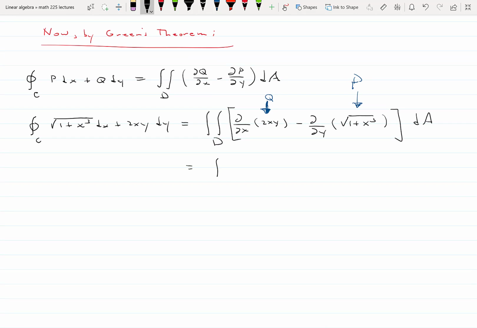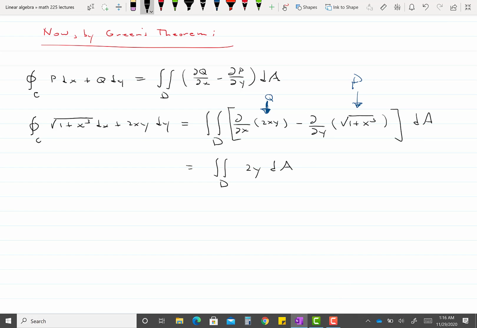So this becomes the integral over D. The partial with respect to x of 2xy is nothing more than 2y. And the partial with respect to y of the square root of 1 plus x cubed is 0. So 2y dA. Oh my goodness, that's really super simple. The integrand is super simple, and the region is super simple. There's the triangular region.